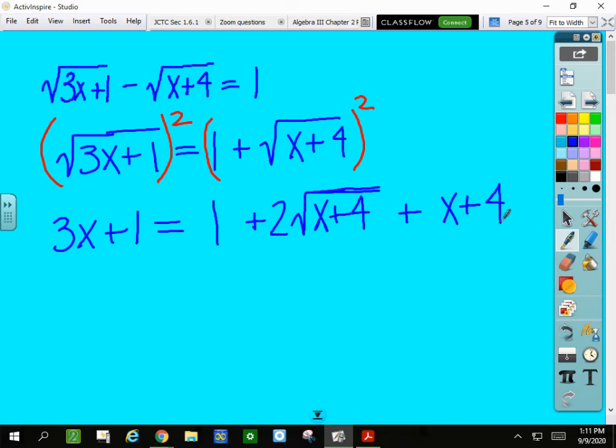So stop there and look at that. I took the 1, this 1, and squared it. 1 squared is 1. The middle term comes from taking that 1 and that radical and doubling it. So 1 times radical x plus 4, if we double it, is 2 radical x plus 4.